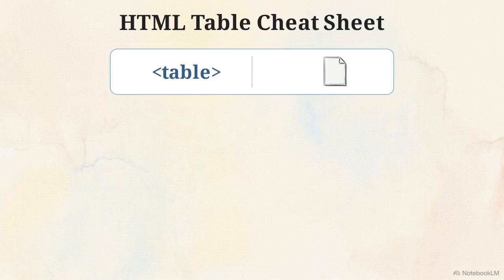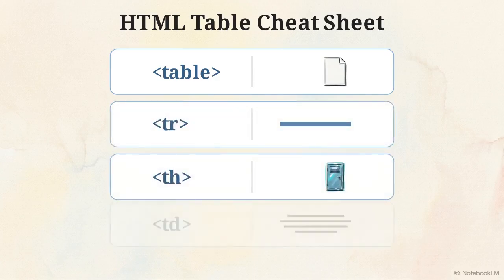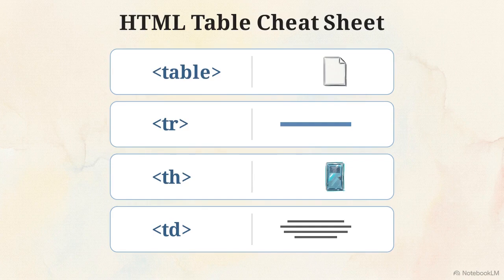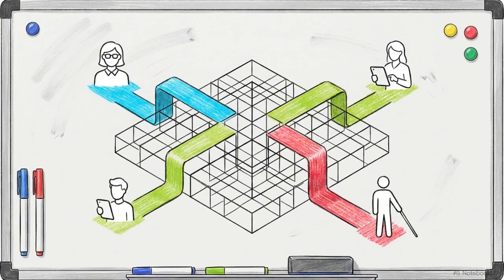Here is a quick cheat sheet of the 4 core tags we use today. Table provides the blank paper. TR draws a horizontal line. TH acts as a category label, and TD holds the ordinary text. Writing proper HTML tables provides the hidden structure required to make the web accessible, ensuring that everyone can understand the data you share.